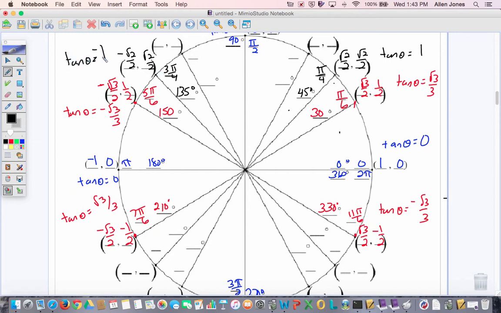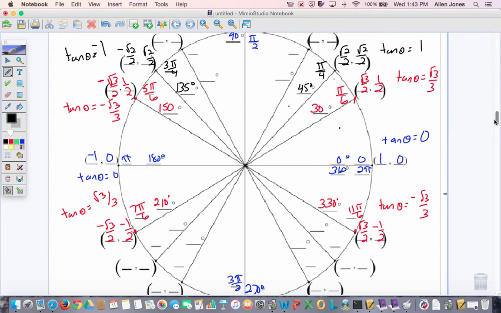And because x is negative, that means tangent is also negative. So tangent is a negative 1. So in the second quadrant, 3 pi over 4 is 135 degrees. Ordered pair is negative square root of 2 over 2 and square root of 2 over 2, which means cosine is negative square root of 2 over 2, sine is square root of 2 over 2, and tangent is negative 1.